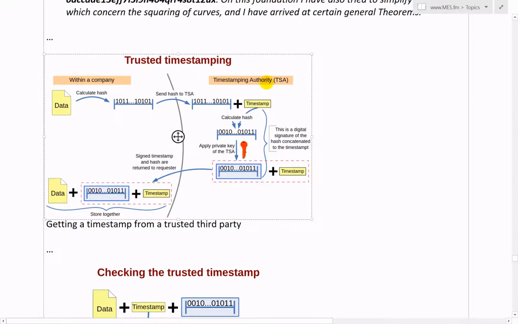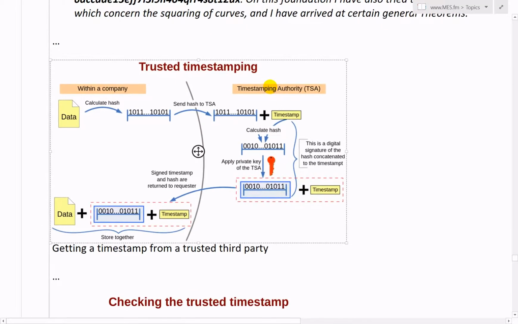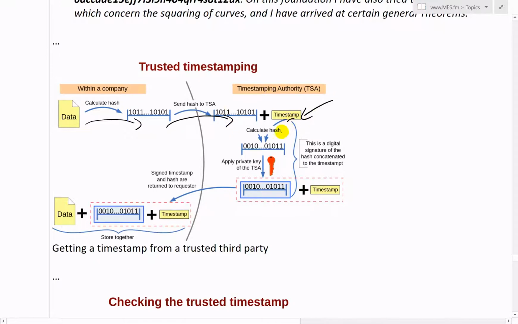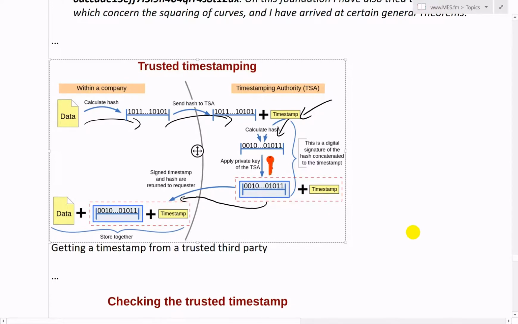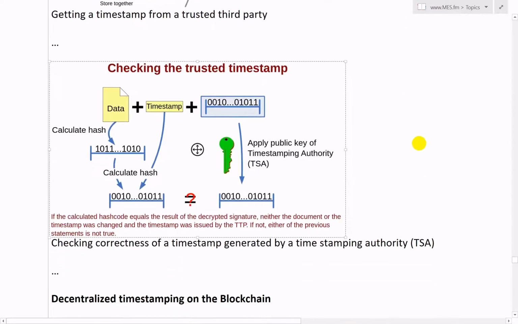Trusted timestamping authority, or TSA, and here's one within a company. Calculate the hash. You send that hash to the TSA. It adds a timestamp, and it has a new one-way function hash. Then it applies a private key of the TSA, so you don't know what it is, and then it sends it back with the timestamp over here, and it is stored together. So that's getting a timestamp from a trusted third party, and then you can check the trusted timestamp.